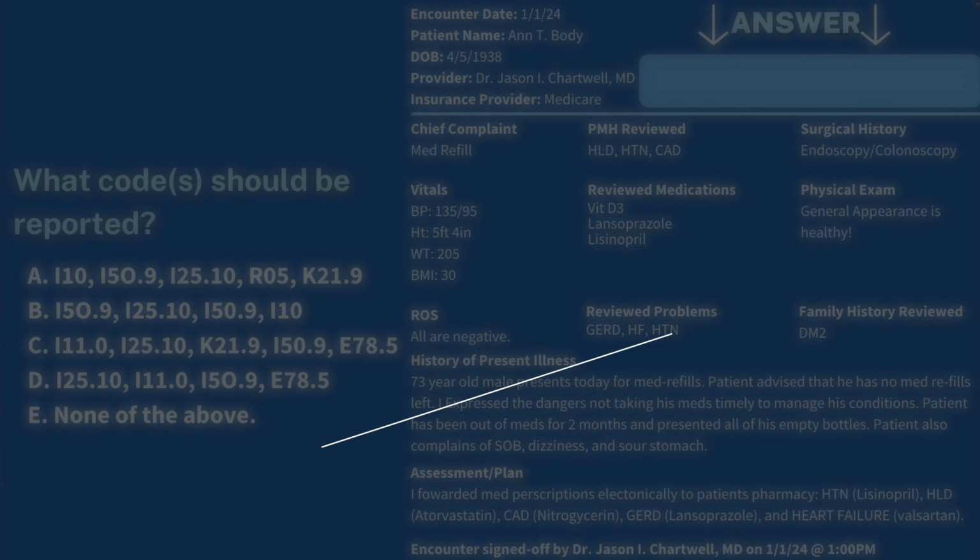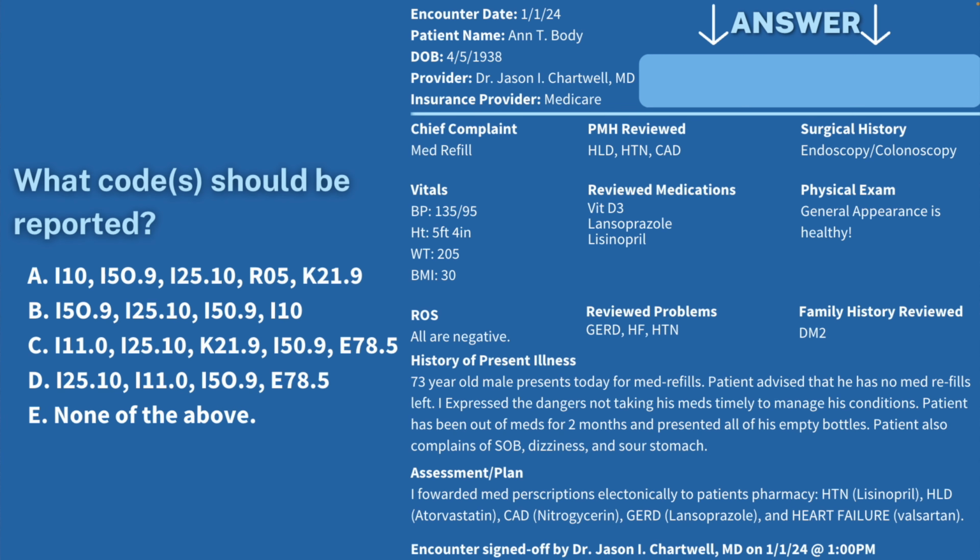Okay, so this one is a little bit harder. I want to try to challenge you guys a bit. If you are new, do not let this intimidate you. You have the ability to figure this out. Just take your time, pause this video, and find your answer, look up those codes, and then go to the code level. You should be able to get this right. So what codes should be reported?